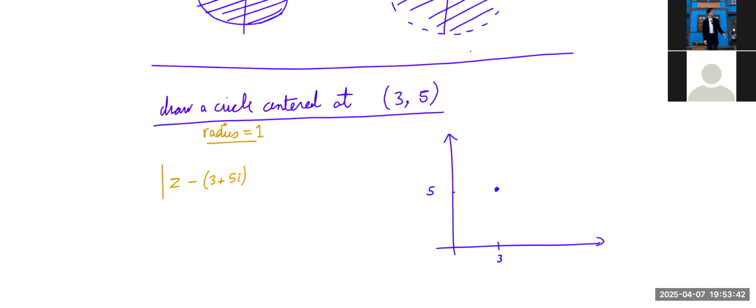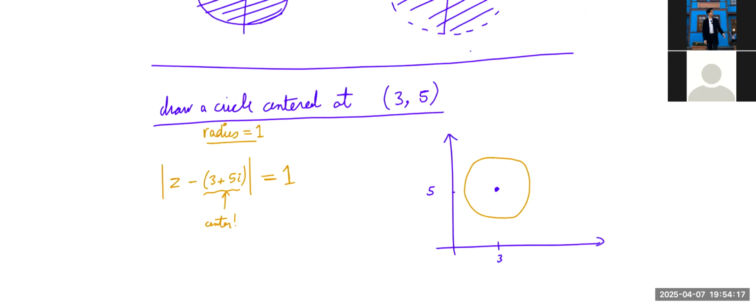Every single point such that the difference between that point and 3 plus 5i, meaning 3, 5, is equal to 1 will be on this circle. So by saying that the distance between my complex numbers and this point is 1, I've created a circle centered at this point. So this basically is the center. That's basically it.